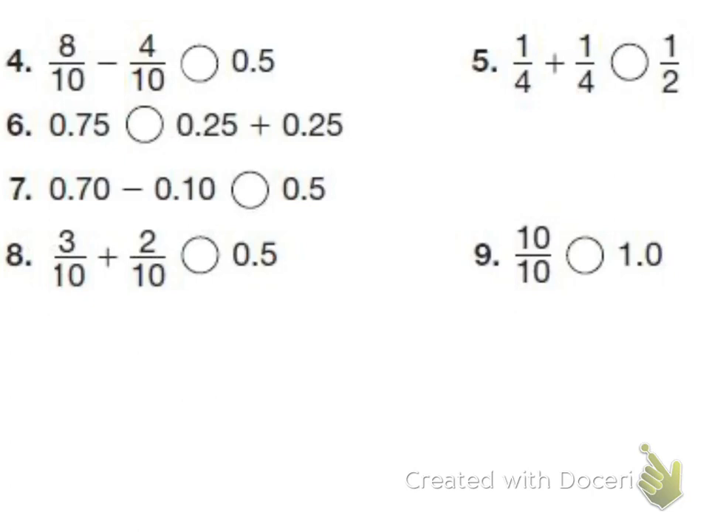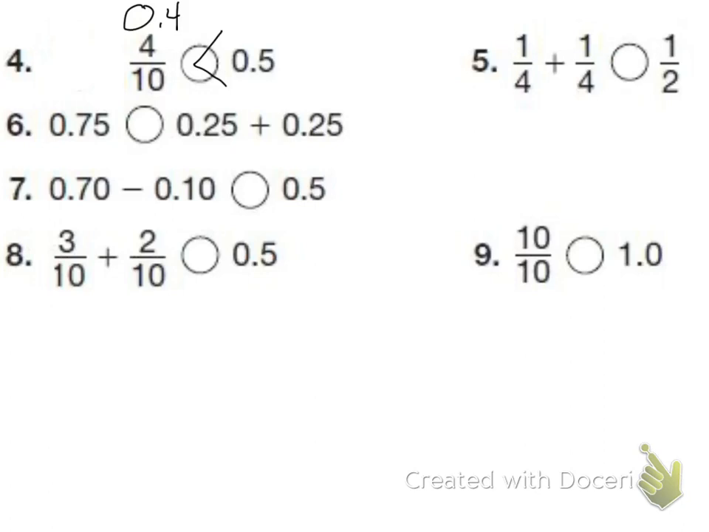Now we're going to compare which ones are bigger. On 4, we have 8/10 minus 4/10. So 8/10 minus 4/10 is 4/10. 4/10 is the same as 0.4. So that's going to be less than 0.5.